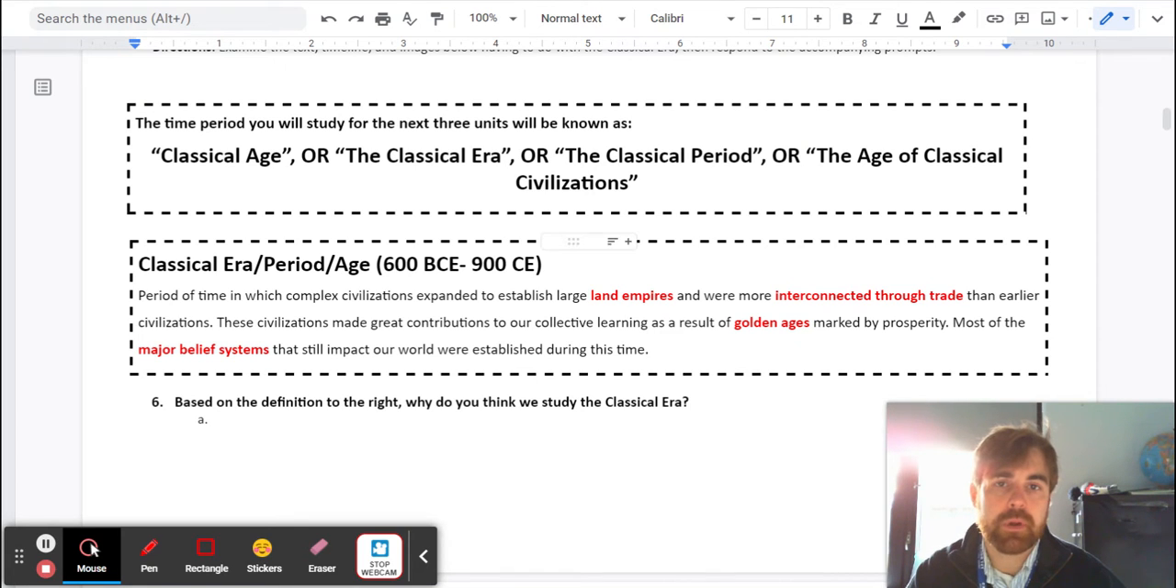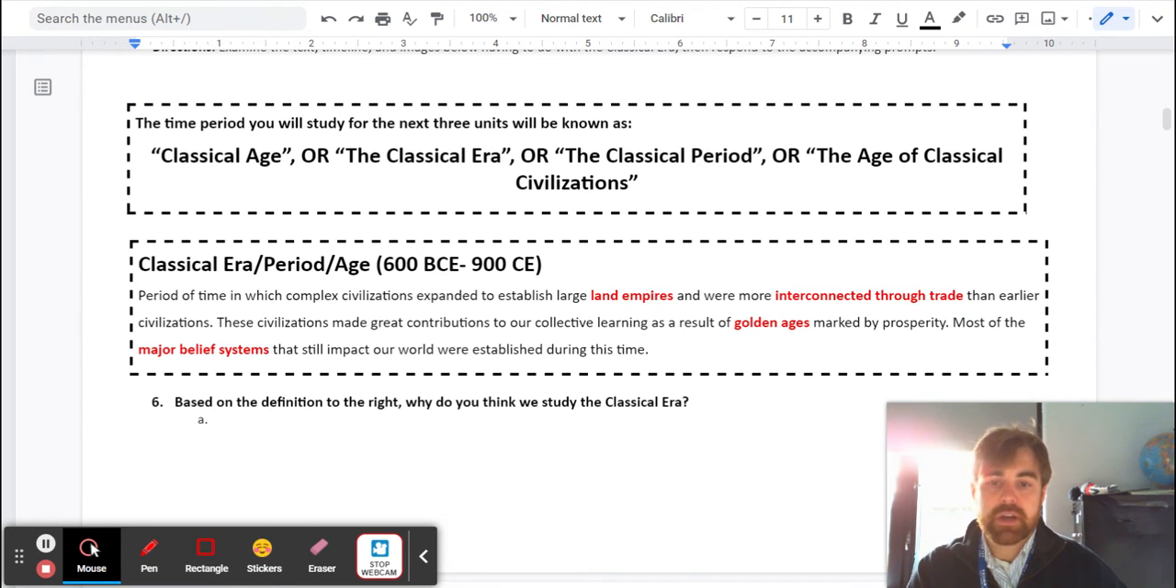For the empires, we're going to talk about the Han Dynasty, and we're going to talk about the Roman Empire. These places are more interconnected through trade. People in China are going to be trading with people in Rome, from the far end of the Asian continent all the way over to Europe. And we're going to look at this trade network called the Silk Road.